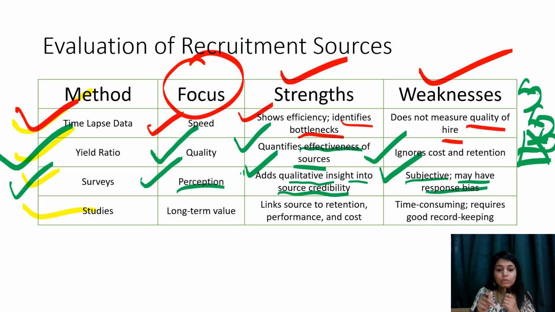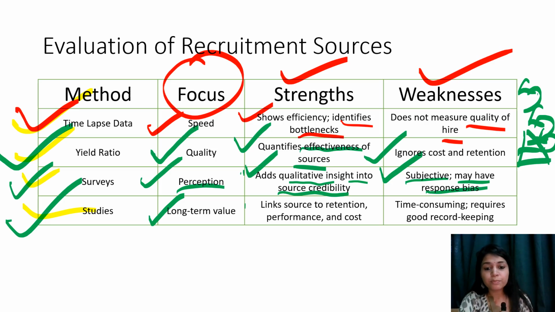Remember we talked about the hiring manager and the recruiter. There is a difference between the hiring manager and the recruitment team, so there needs to be an alignment between them. Then the studies: the focus is long term value. The positive point of studies is that they link source to retention, performance, and cost. The weakness is that they are very time consuming and require good record keeping. So this is all about the various methods of evaluating various recruitment sources.